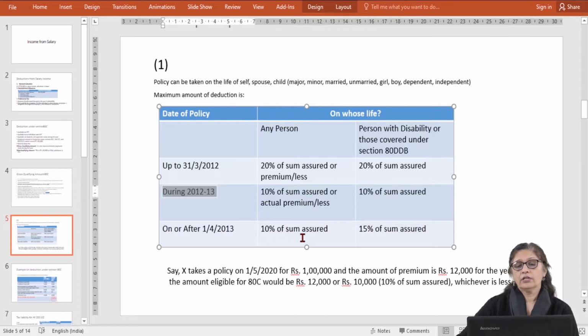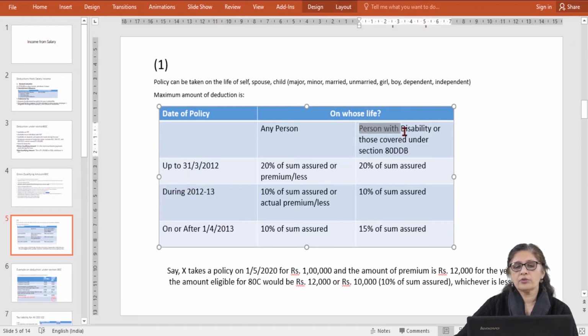And if the policy has been taken on the life of any of the people that we have discussed, and that person is suffering from disability or covered under section 80DDB, which you will learn in deductions, then up to 2012, it is 20% of sum assured, that's the limit. During 12-13, 10% of sum assured, so it's same as that for any other person. But for policy taken on or after 2013, against 10%, here the limit is 15% of sum assured.